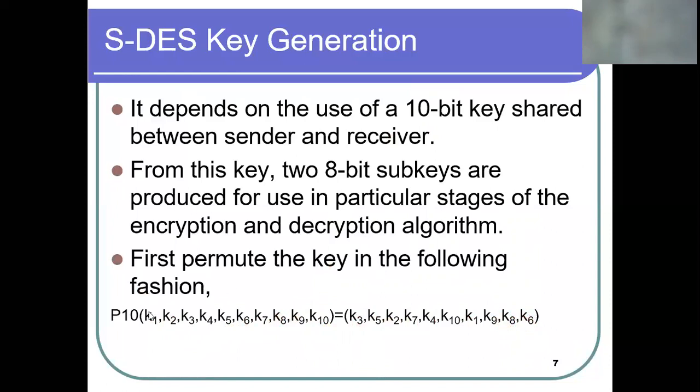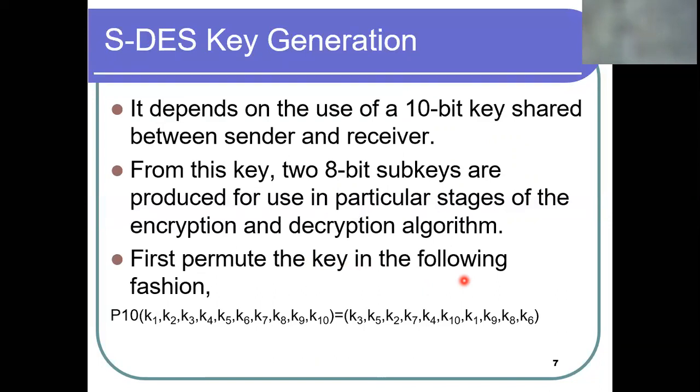So this is one of the types of permutation, that is P10. If I define it in terms of a function, P10 is a function from Z to 10 to Z to 10. That's it, it maps 10 tuples onto 10 tuples. Next, as we apply P10, the next step in key generation is to apply some circular shift. It may be left or right, but in this case I am using just left circular shift.